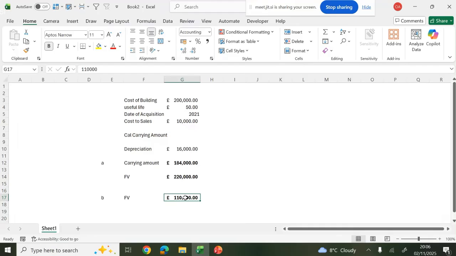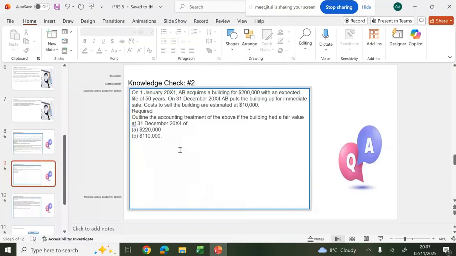So that impairment loss, where are we going to charge it to? OCI or P or L? OCI, thank you. So in option B, there is an impairment loss, and it's going to be charged to our OCI. Thank you. I really appreciate that.